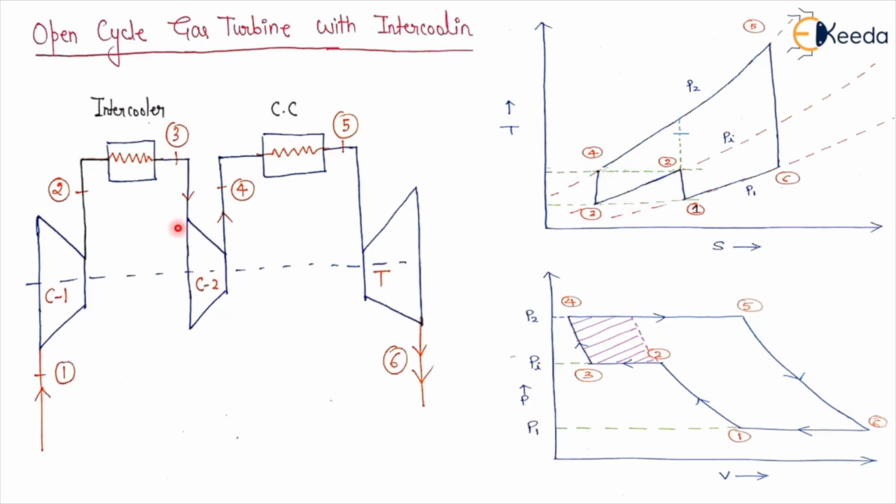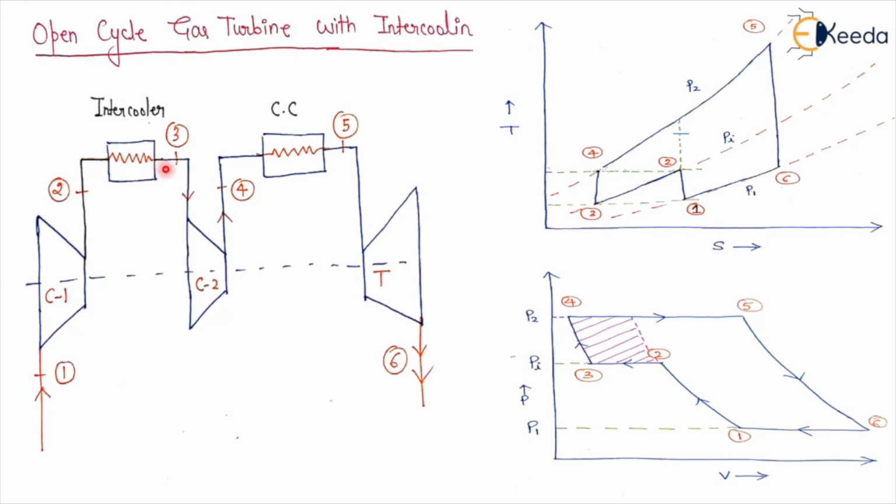Now, the 2 to 3 process will happen in the intercooler. So in the intercooler, what will happen? Whatever heat was gained by the air, this heat will now be rejected in the intercooler at constant pressure. That's why this process is happening at constant pressure, that is Pi.